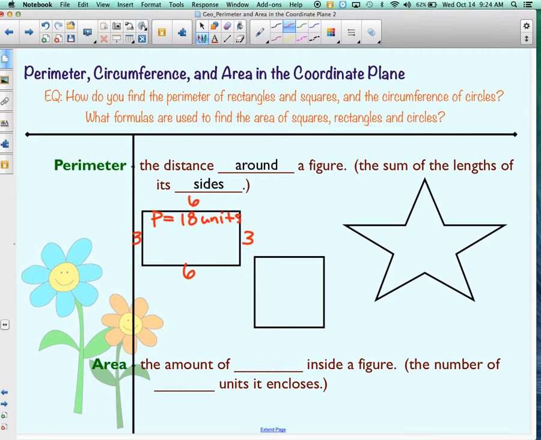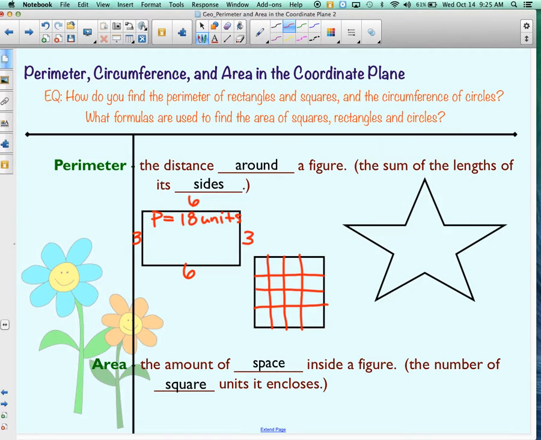Okay? What does area tell us? The space inside. Yes, the amount of space inside a figure. And it's the number of square units it encloses. If you were to put a grid on this, you could count all of the square units, and this will not be perfect. You just expect it not to be perfect.